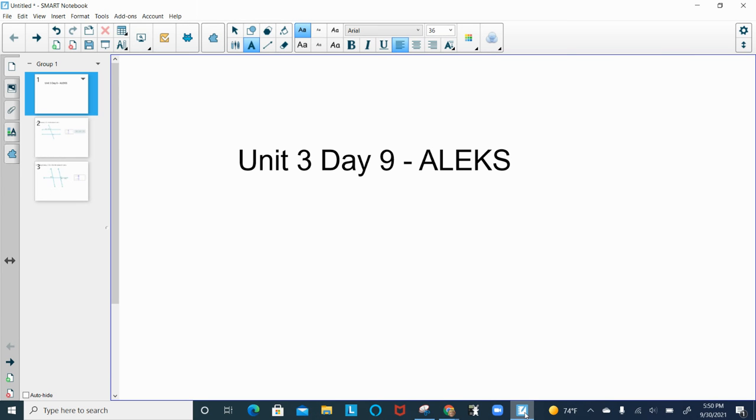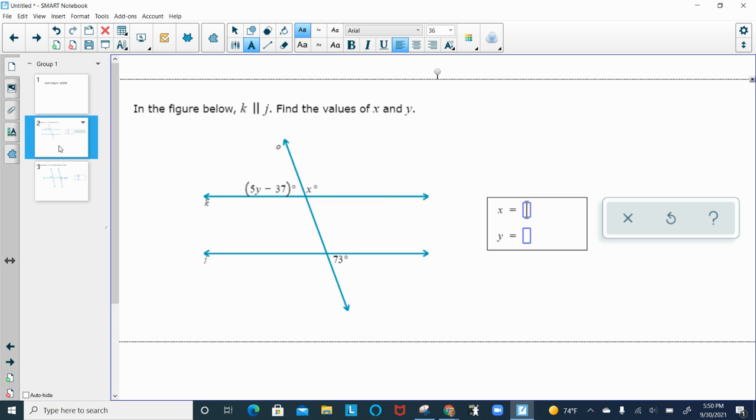Hi everyone. Today you're going to be working on the Unit 3, Day 9 ALEKS assignment. This is the ALEKS assignment that follows up to what we did in class on Day 9 in the packet, which were problems like these, where you had to solve for two variables.